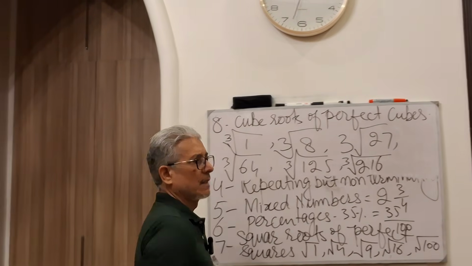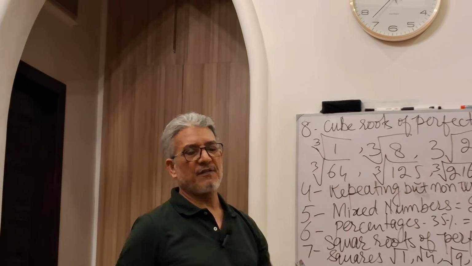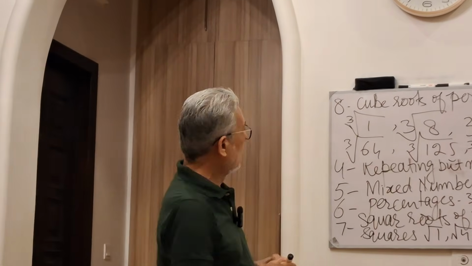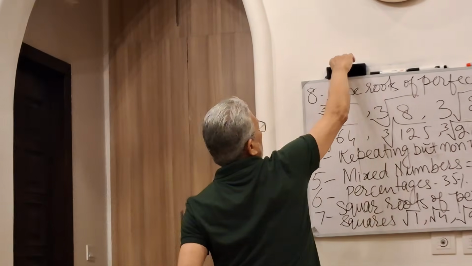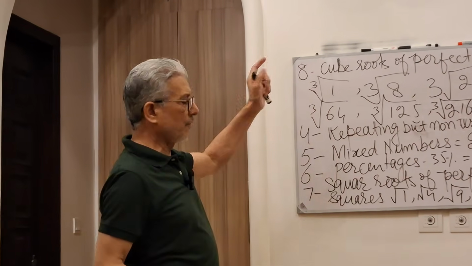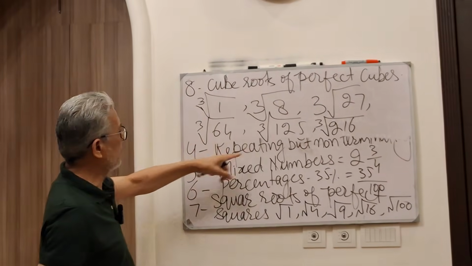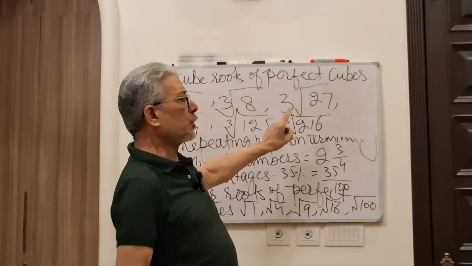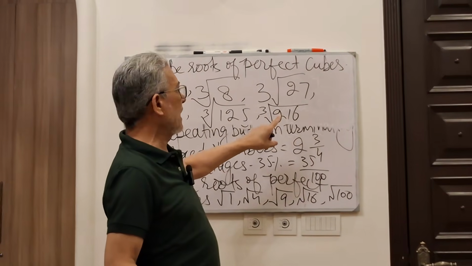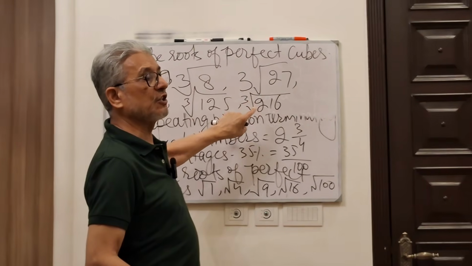216. Right? So perfect cubes are what you get when you take the cube root. What are the perfect cubes? 1, 8, 27, 64, 125, 216, and after 216 you have 343.